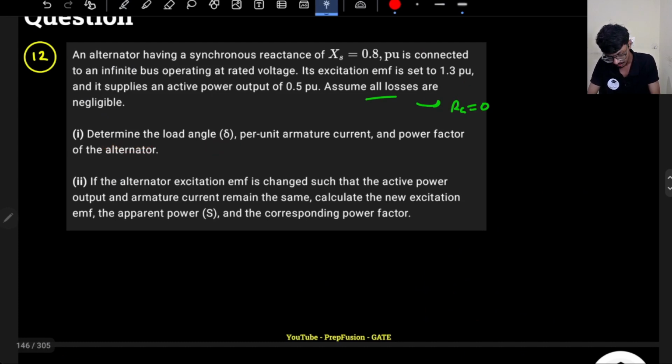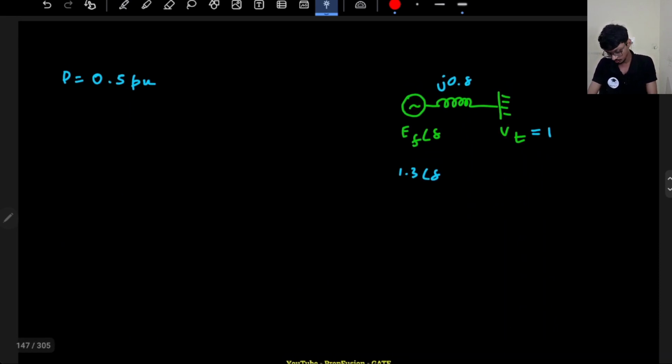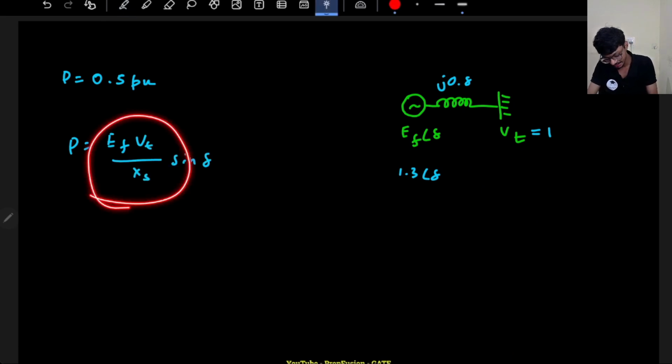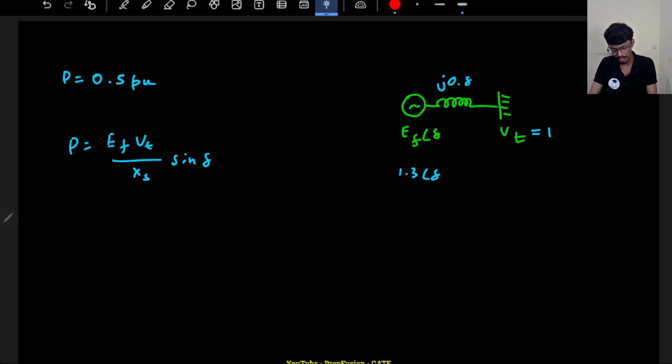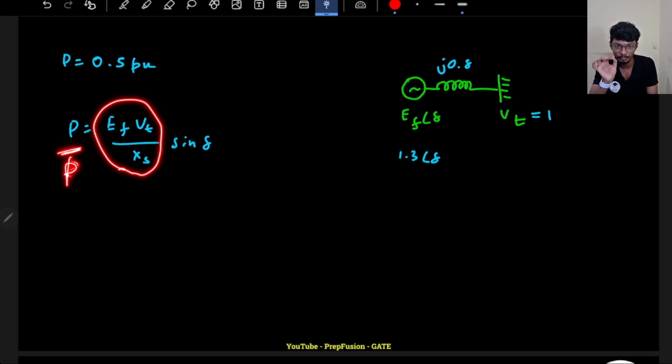Determine the load angle, per unit armature current and power factor. How will I determine the load angle? The load angle is very simple. Just write the equation of power. In absolute quantity, we derive the equation of power as EF Vt by XS sine delta. Can I write this same expression in per unit quantity? I will just divide by P rated, so everything here will be converted to per unit quantity.